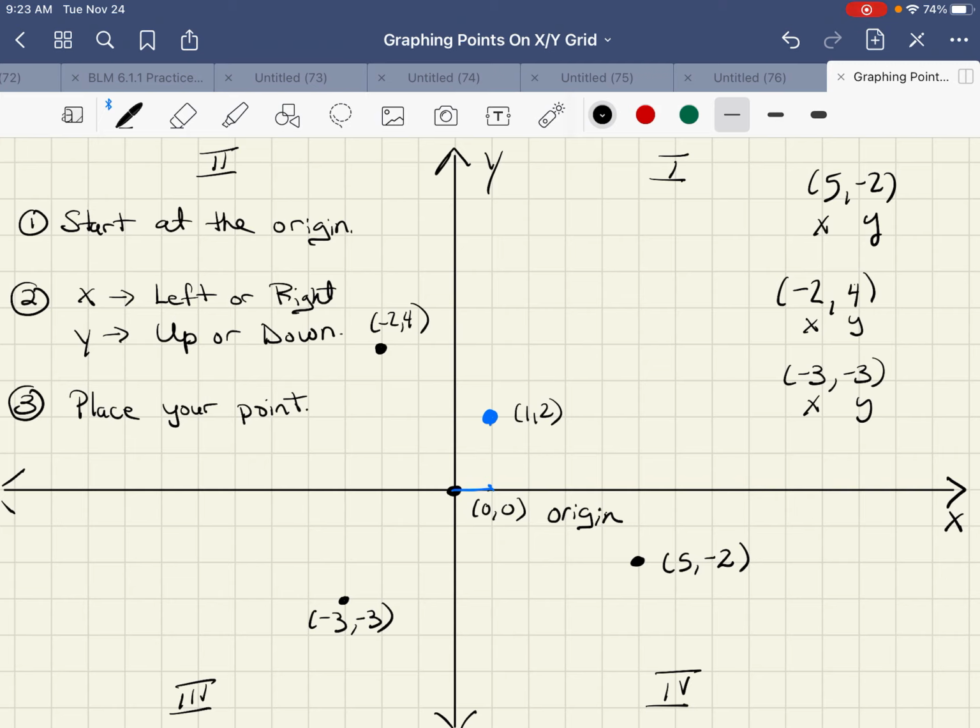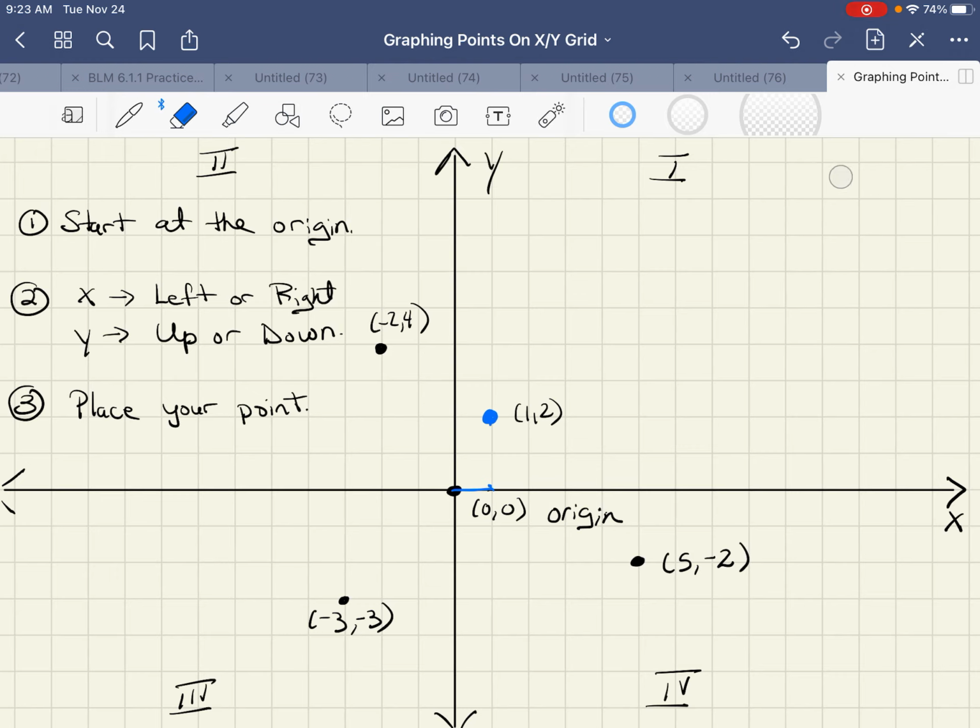So why don't we take a look, actually. What I'm going to do here is I'm done with those. I'm going to need a little bit more space here. Let's look at these points. So why don't we look at the points 2, 0, negative 1, 0, 0, 3, and then 0, negative 6. Actually, let's do 0, negative 5.